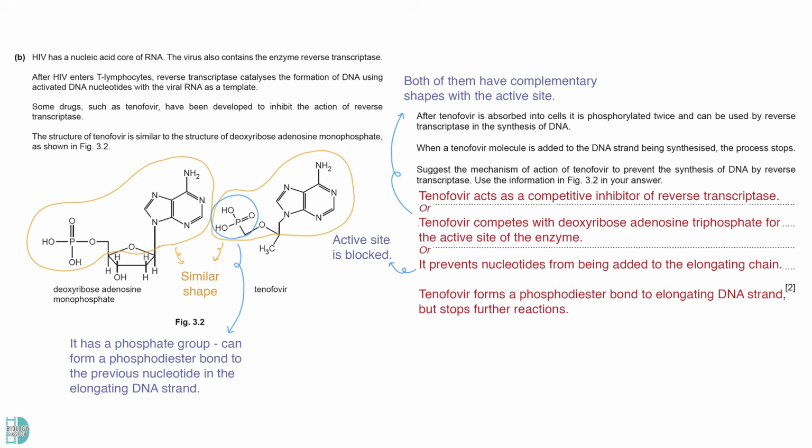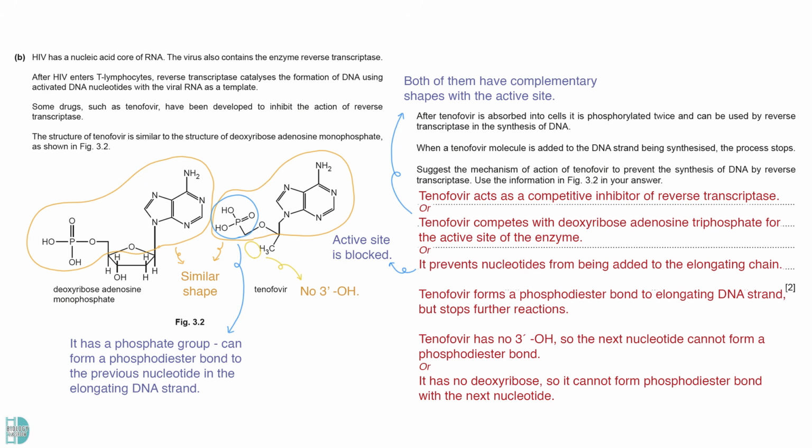The phosphate group allows the drug to form a phosphodiester bond to the elongating DNA strand. However, it has no 3' hydroxy group, so the next nucleotide cannot form a phosphodiester bond with it. This stops the reaction from continuing.